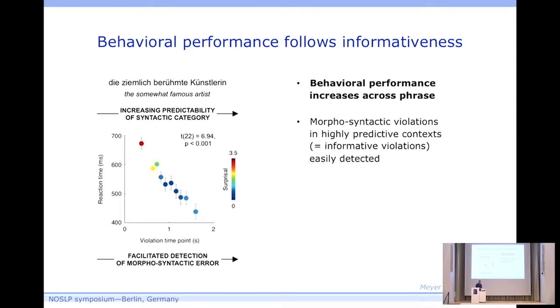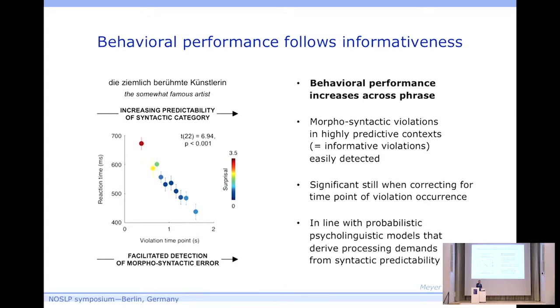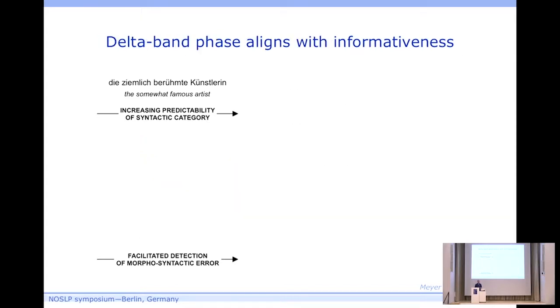Morphosyntactic violations in highly predictive contexts, so violations that are informative because you didn't expect them, are easily detected. Check. This is significant still when we correct for the time point of violation occurrence, right, which could have been a problem resulting from the experimental paradigm that we were using. And this is generally in line with probabilistic psycholinguistic models that derive processing demands from syntactic predictability. So, okay, good to have. Behavioral paradigm seems to work. Now, second hypothesis.